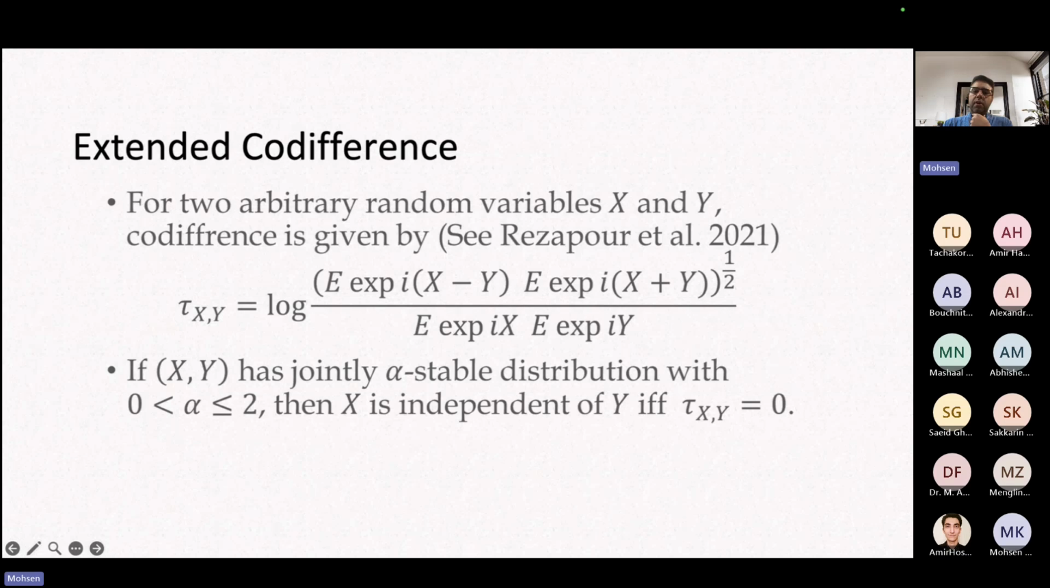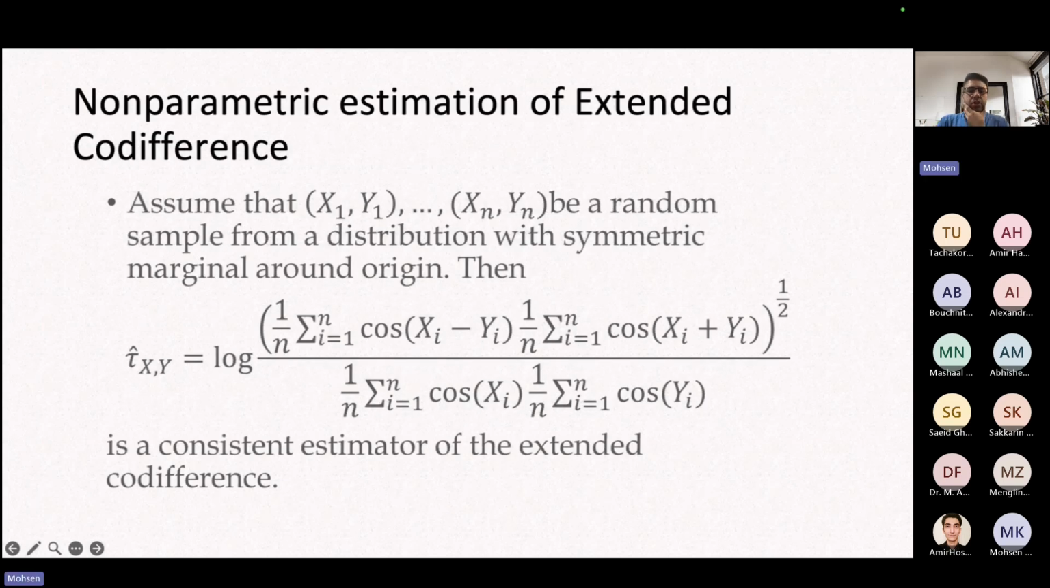We introduced a new version of the codifference, which is called extended codifference. There are some issues with the codifference. The codifference cannot show the independence of x and y when alpha is very small. The extended version that we introduced can show that x and y are independent if and only if this extended codifference is 0. We introduced a way to provide an estimation for the extended codifference and codifference for the symmetric distribution, and we also show what we can do for the non-symmetric distribution.